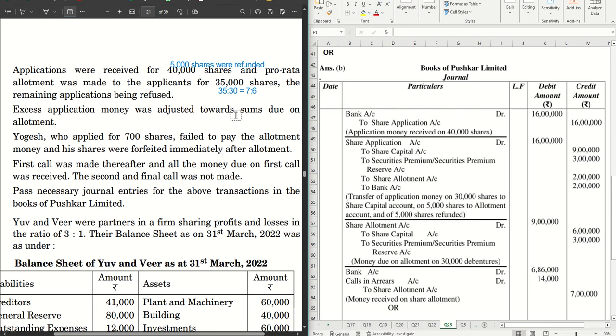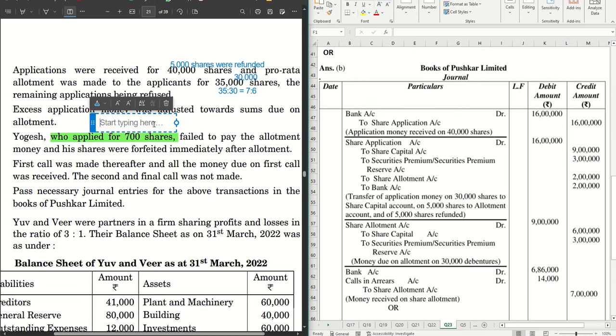Excess application money was adjusted towards sum due on allotment. Yogesh, who applied for 700 shares, failed to pay the allotment money, and his shares were forfeited immediately after allotment. Now, students miss out these words: who applied for 700 shares. Definitely, when he has applied for 700 shares, he was not allotted 700 shares because there was pro rata allotment done to 35,000 shares applicants, 30,000 shares were given, right? 30,000 shares were allotted to them. So even Yogesh, who applied for 700 shares, he did not get the entire amount. You have to use this ratio to find out how much did he get.